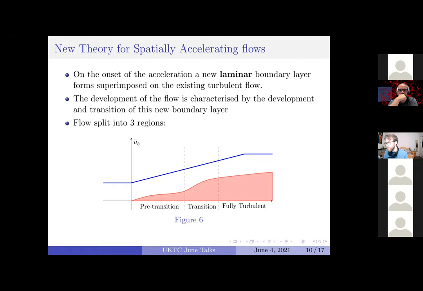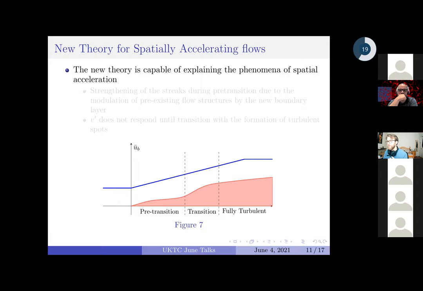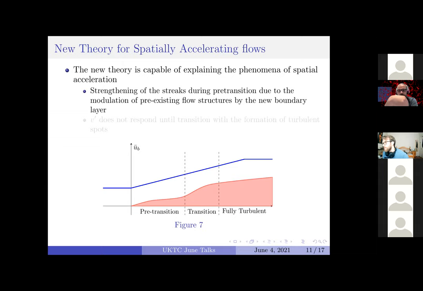Now I'd like to describe how this theory explains the development that we've seen there. First, look at the strengthening of the streaks that we observed in the pre-transition section. As this new boundary layer develops on the onset of the acceleration, you have the shear related to the development of that boundary layer. This modulates the existing structures and results in the amplification of those near wall structures. Hence, you get these structures growing in strength as they go downstream.